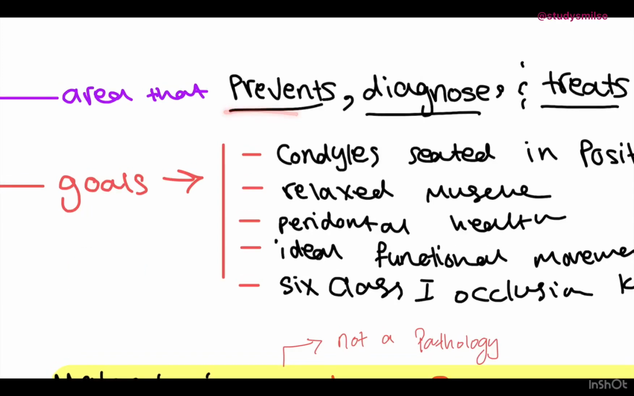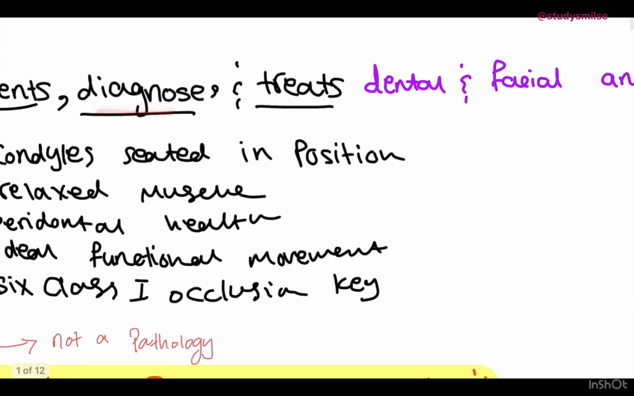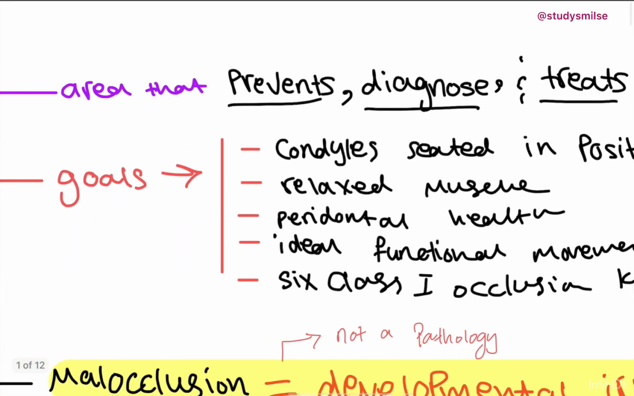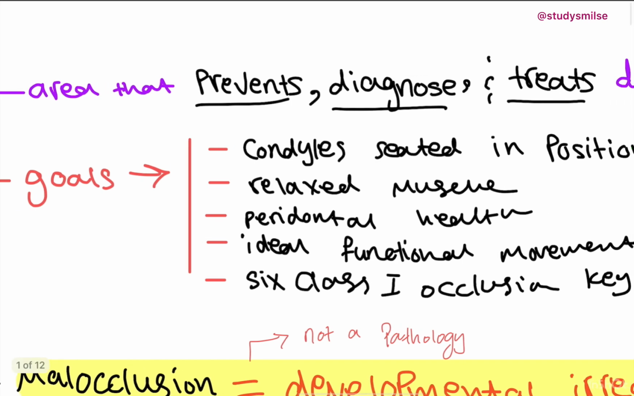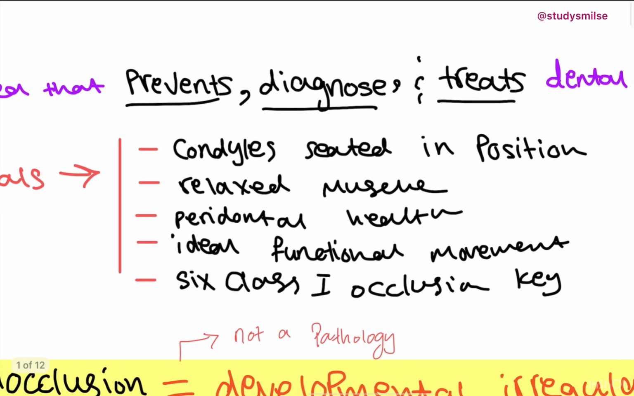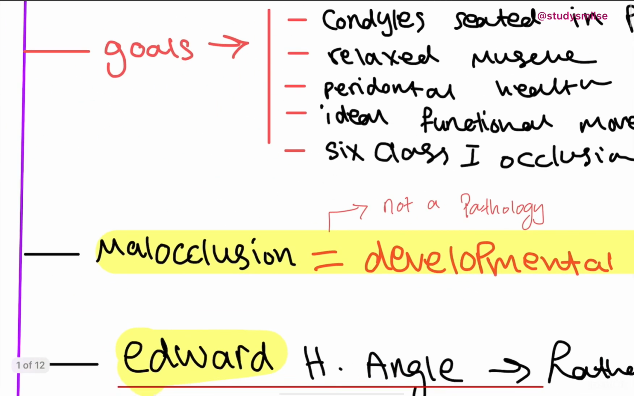Orthodontics is the area that prevents, diagnoses and treats dental and facial anomalies. Our goals are for the condyles to sit in position, we want the muscles to relax, and we want better periodontal health, ideal functional movements, and the 6 Class 1 occlusion keys.